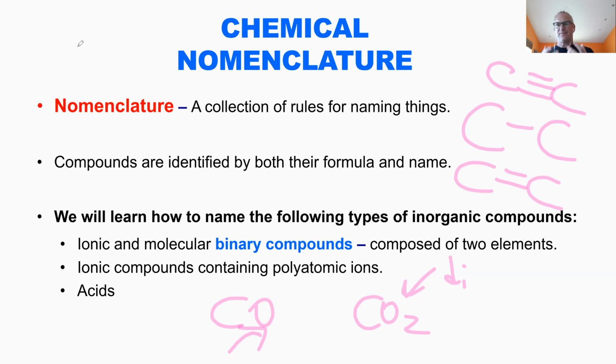And so ions don't do this. They have a charge and they come together in a reproducible way, whereas nonmetals share electrons in all kinds of different ways, and so they can have different kinds of bonds. And so we need to say exactly how many atoms are there.